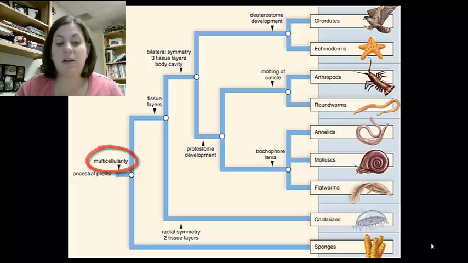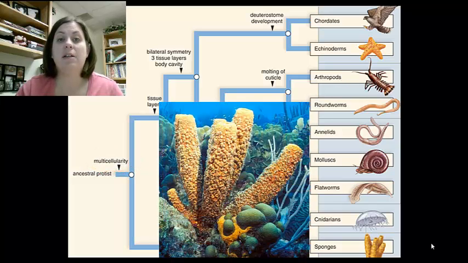Sponges are multicellular, but they do not have true tissues. Tissues are a group of cells that work together for a particular job. They don't have these. Sponges are part of the phylum Porifera, and they are what we call sessile, meaning stationary, filter feeders. They take water in through their pores.